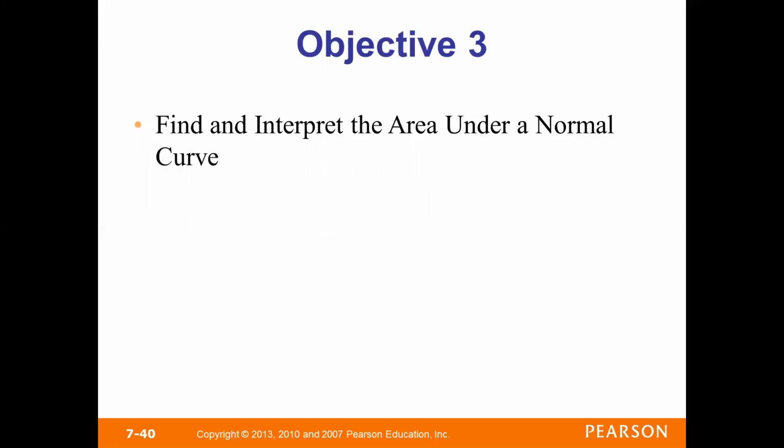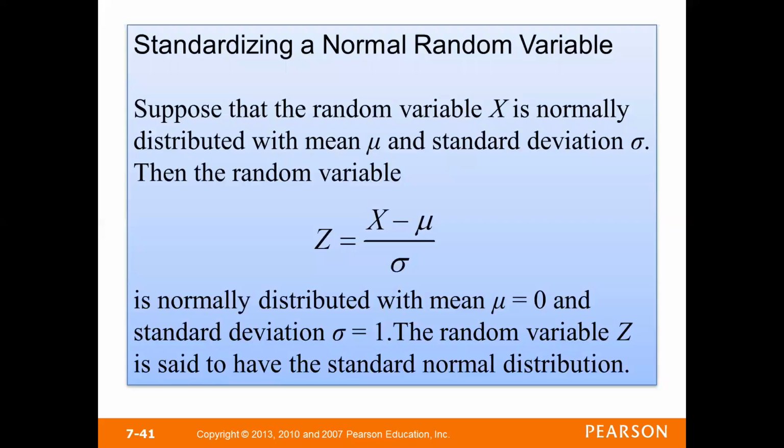So we're now going to relate the idea of a z-score and the idea of a percentile to working with the normal curve. We're going to find area under a normal curve. Well, suppose that we have a random variable that's normally distributed with mean mu and standard deviation of sigma. Then what it turns out is that the z-score that we just calculated is also normally distributed, but it has a mean of 0 and a standard deviation of 1. And this random variable is said to have the standard normal distribution.